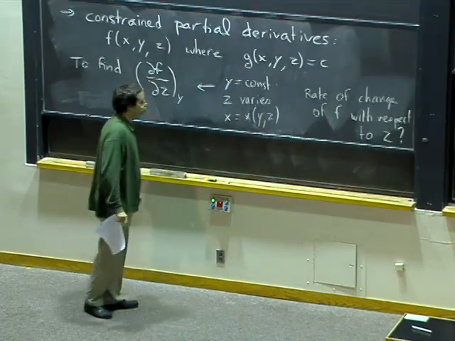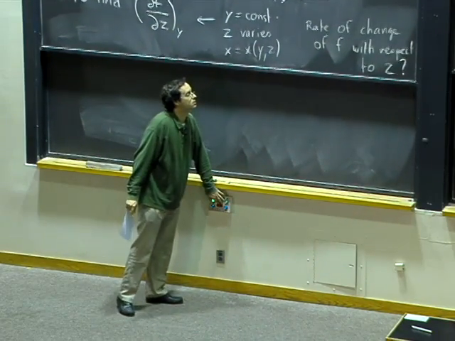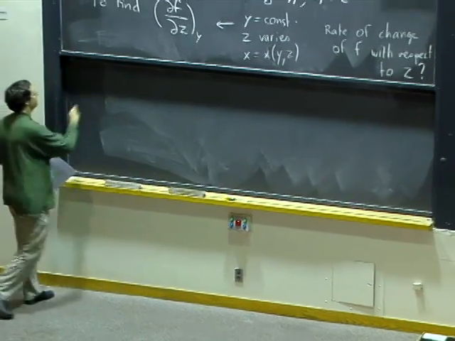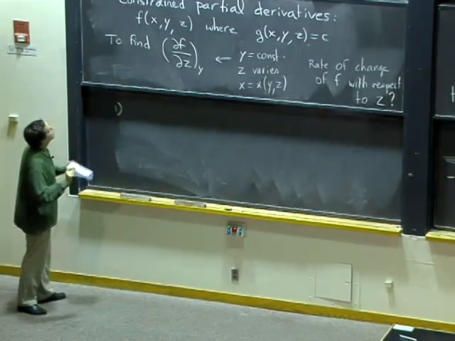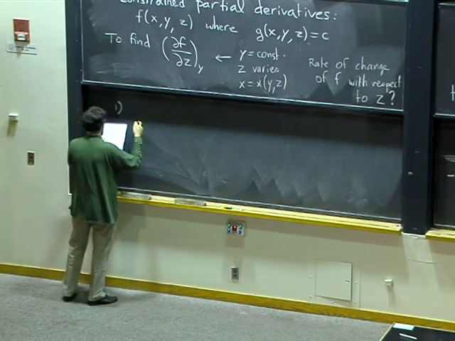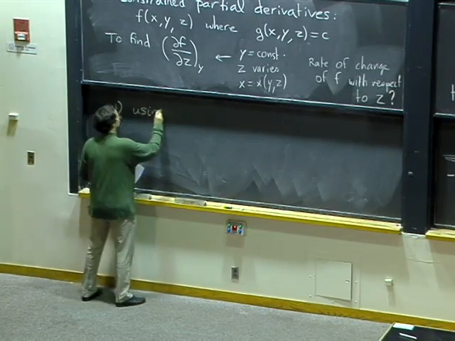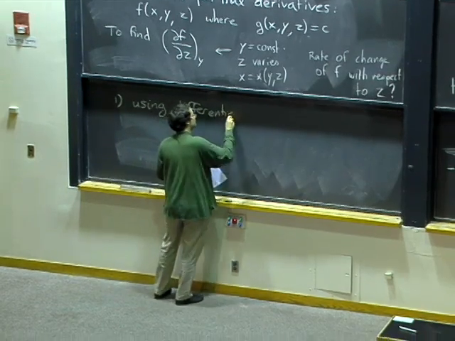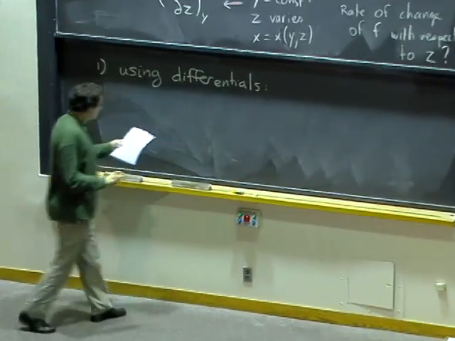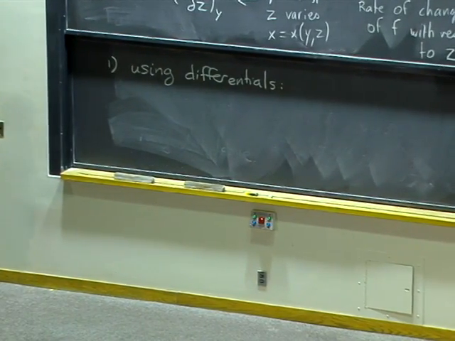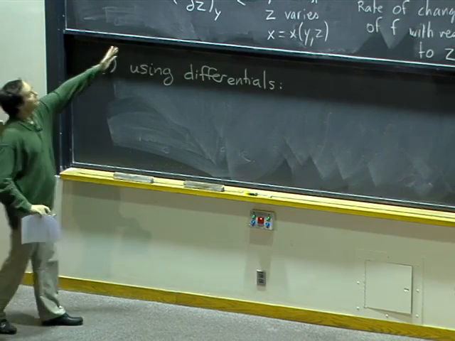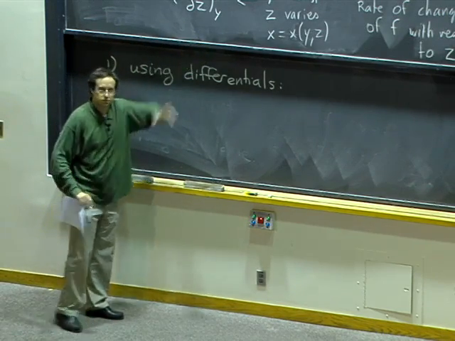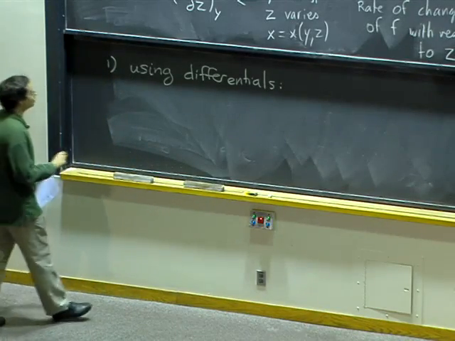And so we have two methods to do that. Let me start with the one with differentials, which hopefully you kind of understood yesterday, but if not, here's the second chance. Using differentials means that we'll try to express df in terms of dz in this particular situation. So what do we know about df in general?